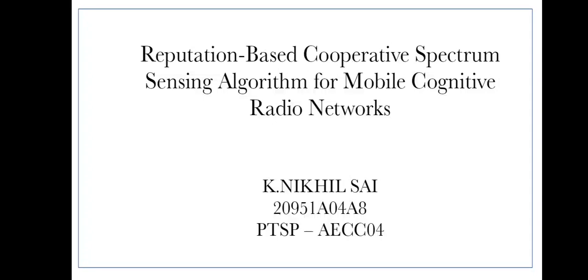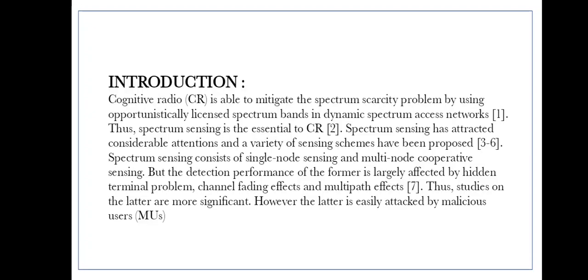Reputation-based cooperative spectrum sensing algorithm for mobile cognitive radio networks. Introduction. Cognitive radio (CR) is able to mitigate the spectrum scarcity problem by using opportunistically licensed spectrum bands and dynamic spectrum access networks. Thus, spectrum sensing is essential to CR.